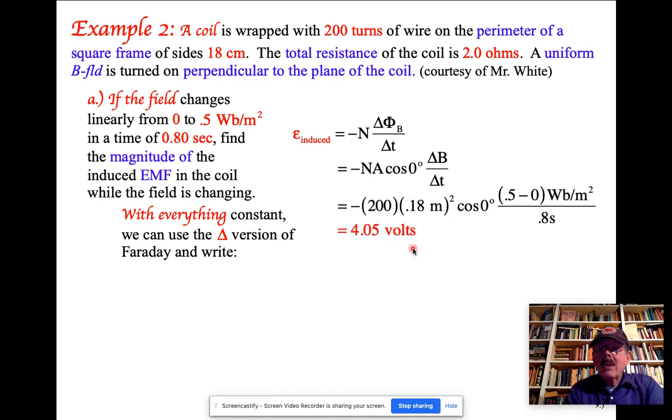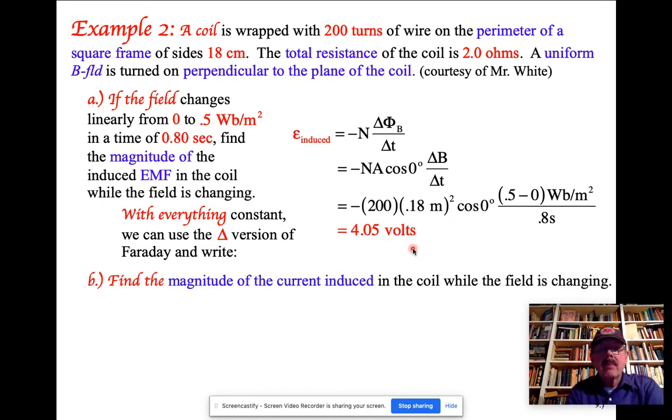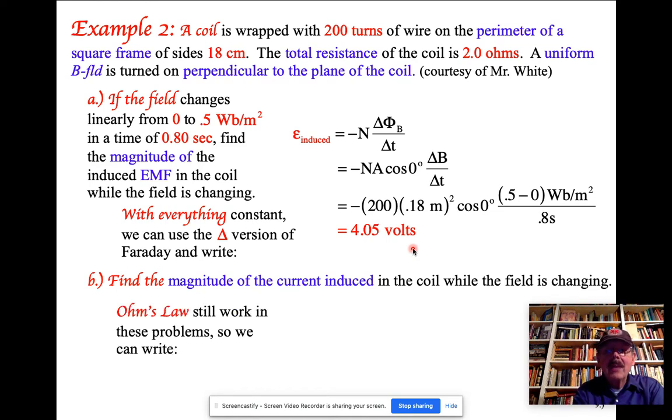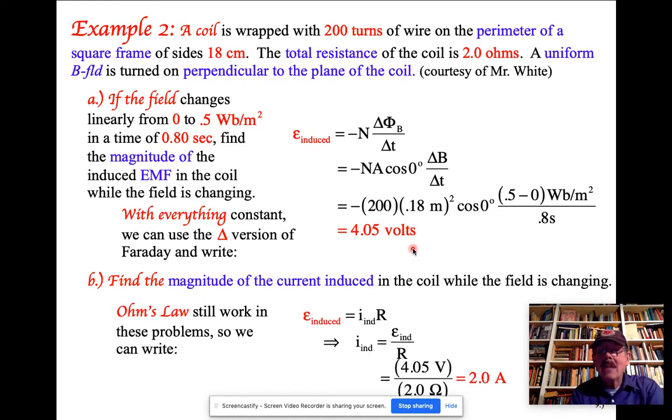The main reason why I'm showing you this, though, is the second problem. And the second problem says, what's the magnitude of the current? What's important here is that in problems like this, Ohm's law still works. It's just that the quote-unquote voltage in the system is the induced EMF. So basically what Ohm's law says is that the induced EMF is equal to the induced current, which is what you're trying to figure out, times the resistance in the circuit. And this is actually important because you're going to need this later.